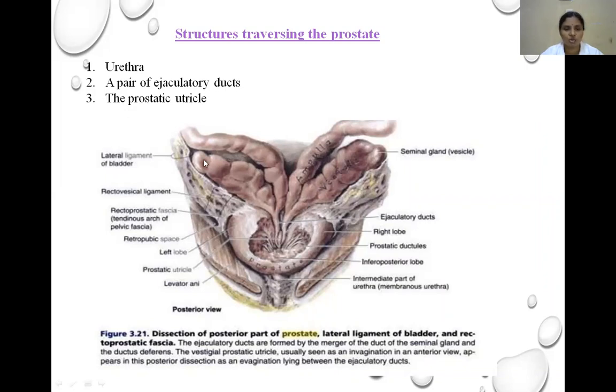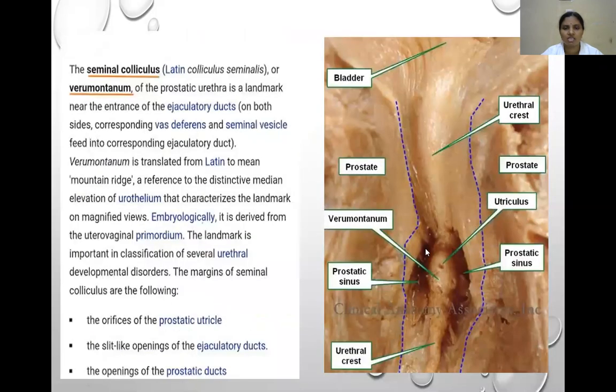Then the prostatic utricle. See, in the midline, this is a projection. So what is that structure? Prostatic utricle. Here we'll see in the interior. If you take the interior of the prostatic urethra, on the posterior wall you can identify in the midline a longitudinal crest, which is known as the urethral crest. The mucosa is elevated. So what is this? Urethral crest. And in the middle of the urethral crest, we can see a rounded elevation, which is known as the seminal colliculus.